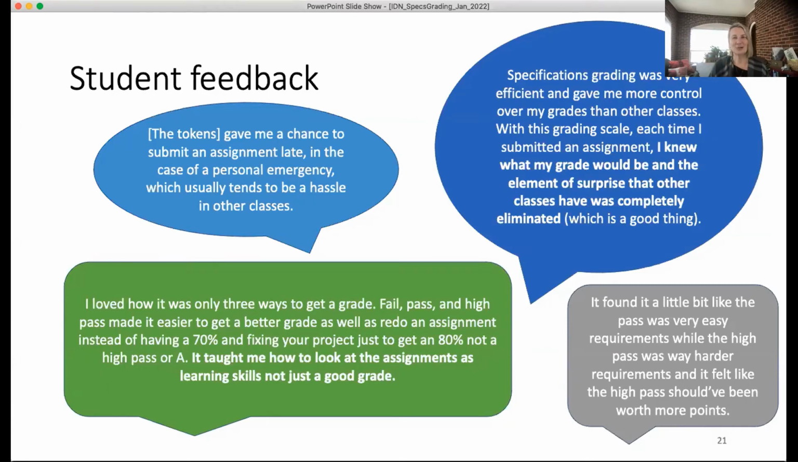We have a student who said, I knew what my grade would be. The element of surprise that other classes have was completely eliminated. That confidence was there. And we did have some critiques too. So we had this one student who said that they didn't really like where the pass was versus the high pass because it was a lot harder to get a high pass. They thought high pass should be worth even more points. That kind of speaks to not even realizing that the high pass was an A. And yes, the difference between roughly a C and an A, it is a lot more difficult, isn't it? But yeah, it is called a high pass for a reason there.